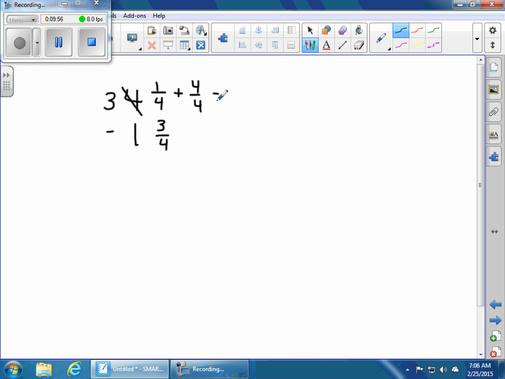So we're going to redistribute this. We're going to say, okay, now I have 3, and then 1/4 plus 4/4 gives me 5/4. So now we can subtract 3/4 from 5/4 to get 2/4. And then 3 minus 1 gives us 2.